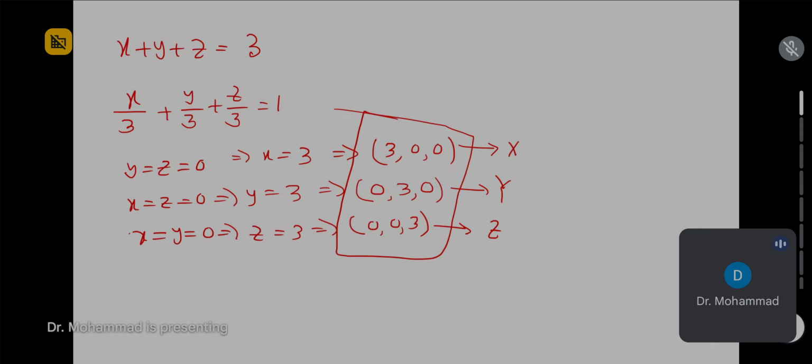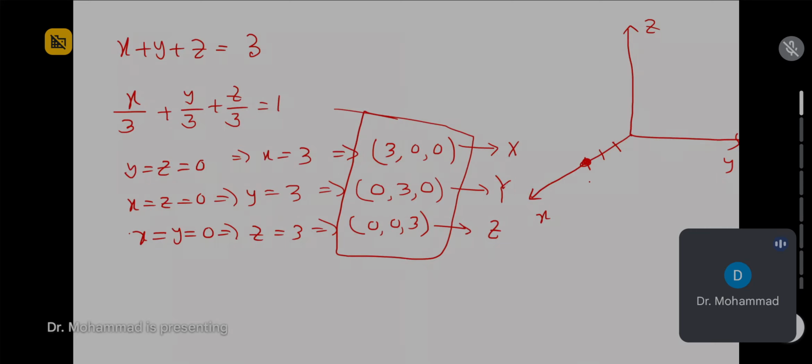Because on the x-axis, we always have y and z 0. On the y-axis, x and z are 0, and similarly for z. So now, just plot these 3 points in a plane. Then finally, we will have the plane. So now, 3, 0, 0. So this is 1, 2, and 3.